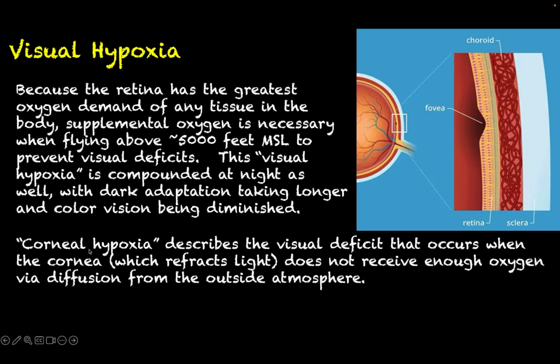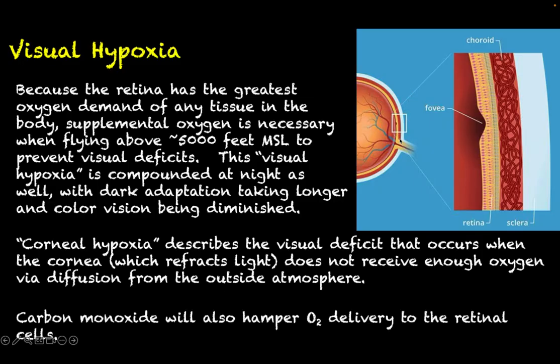No, these corneal cells get their oxygen from the outside atmosphere. So the cornea is all the way over here on the other side of the planet that is the eyeball. So they don't get their oxygen from the cornea or from the choroid like the retinal cells do. And then finally, carbon monoxide will also hamper oxygen delivery to the retinal cells as well. So that's more of an anemic hypoxia, as we talked about in chapter 4, but it does affect the eye as well.